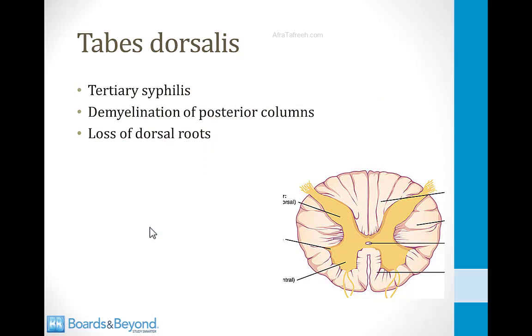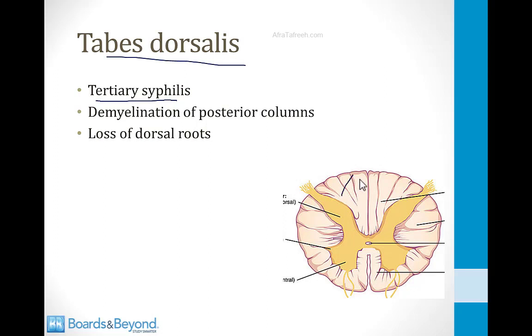Next condition we're going to discuss is tabes dorsalis. So this is a manifestation of tertiary syphilis. So remember that syphilis has 3 phases to the infection. In the primary phase, you get a painless chancre. A few weeks later, you get the secondary phase, which is a rash, and then that resolves, and then several years later, you get tertiary manifestations of the disease, and one of the tertiary manifestations is tabes dorsalis.